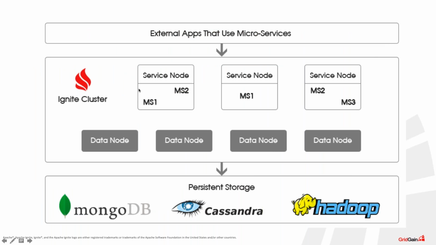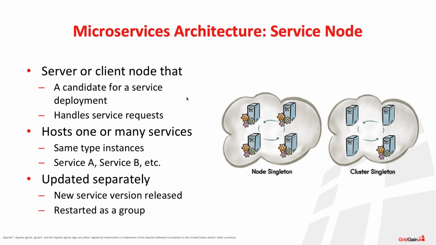Now let's talk a bit about service nodes, the second component in our proposed microservices-based architecture. A service node, technically, might be an Ignite server or client node. There is no difference. If I were to give a definition for this type of node, I would say that a service node is a candidate for a service deployment, meaning that this node at some point might be used as a target for a service deployment, and we want to define this specific subset of the nodes in our cluster.